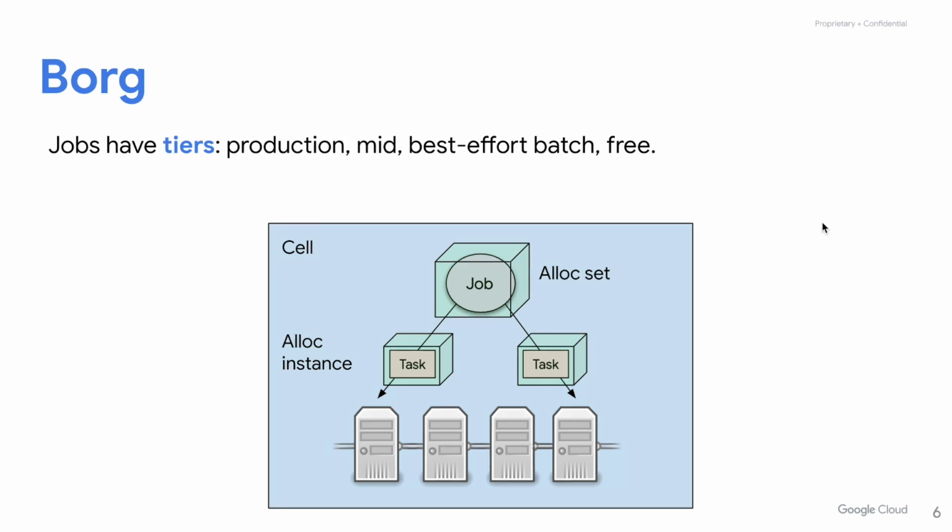Each job in Borg has a priority, and this priority affects the way that Borg schedules that job. So for the purposes of this paper, what we've done is divided jobs into different tiers based on their priorities. In decreasing order of priority, these tiers are production, best effort batch, mid, and free.